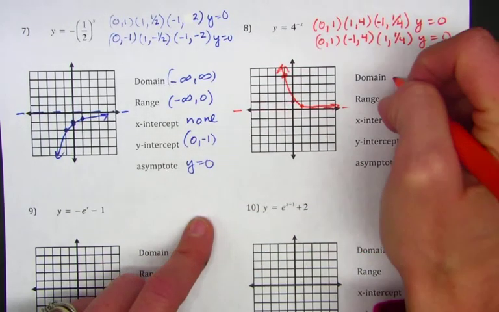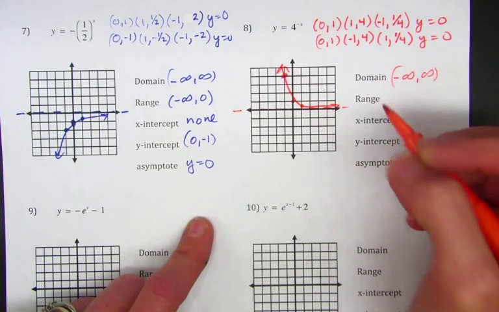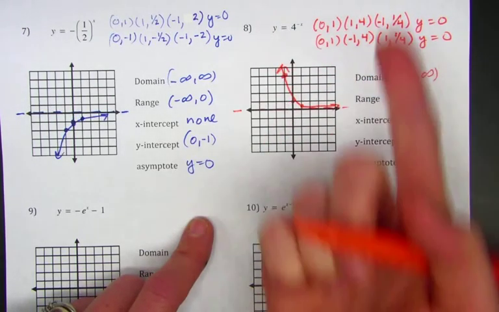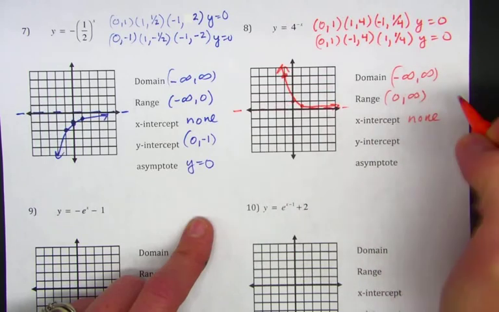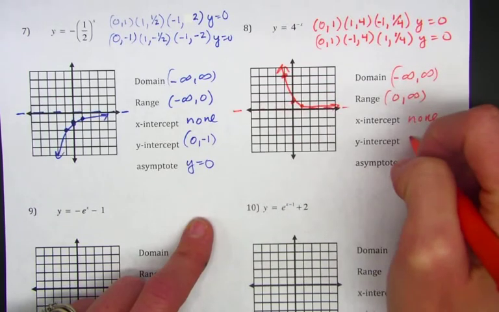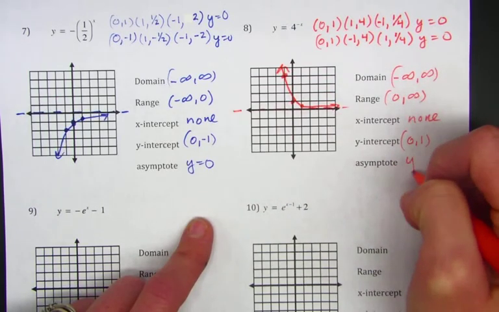Domain is all real numbers. The range, we are now starting at the asymptote and going up, so that's 0 to infinity. There is no x-intercept. The y-intercept is (0, 1). And the asymptote is y equals 0.